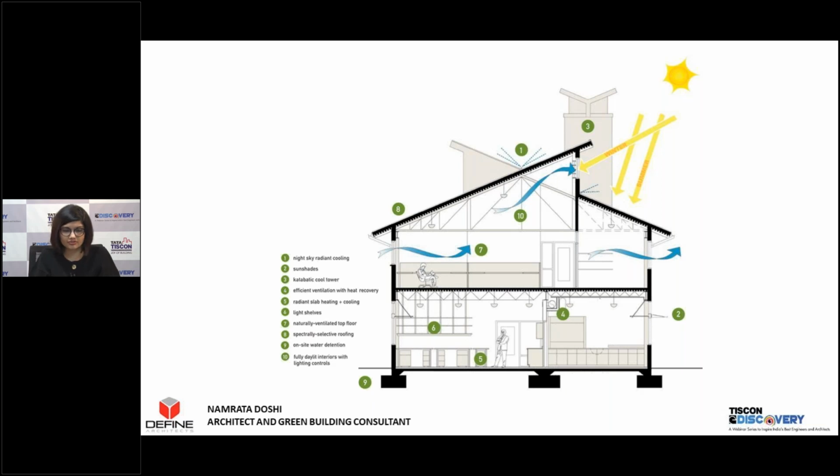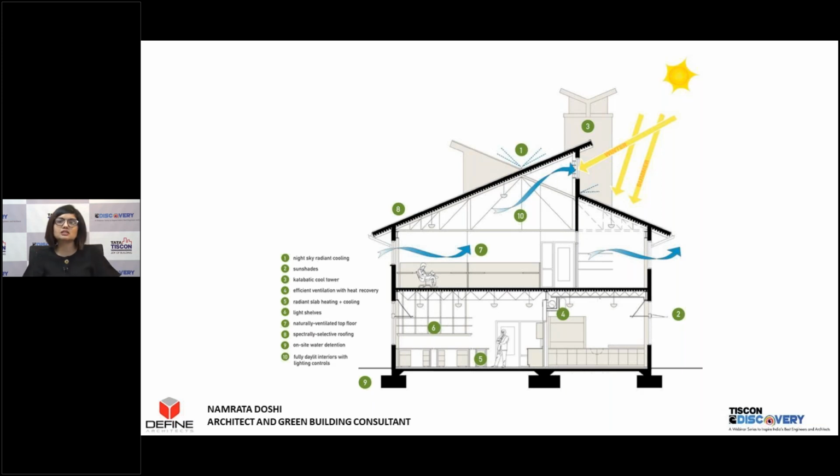I'm going to go through a couple of factors quickly. Where you see one is marked, it talks about night sky radiant cooling. The roof design is taking into consideration a material that can reflect the heat back. So that helps in making sure the heat load absorbed from the atmosphere is lower, and that helps in reducing the heating load of the building, which in turn means that your mechanical ventilation cooling requirement is lower and you're saving energy.